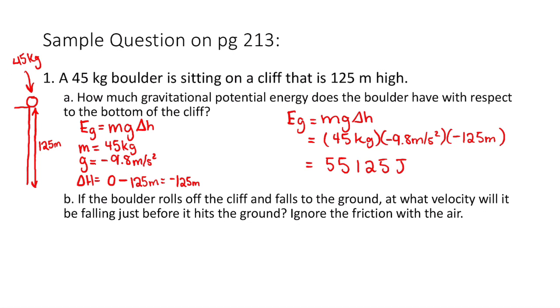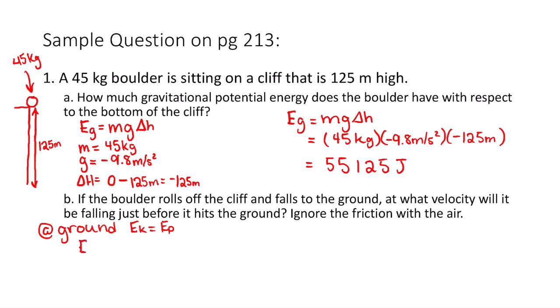If the boulder was to roll off the cliff, so this is part B, and fall to the ground, what velocity will it be falling just before it hits the ground? Ignore friction with the air. So at the ground, EK is equal to EP. So kinetic energy is equal to potential energy. So therefore, we can use the value that we just calculated to help us solve for the velocity.